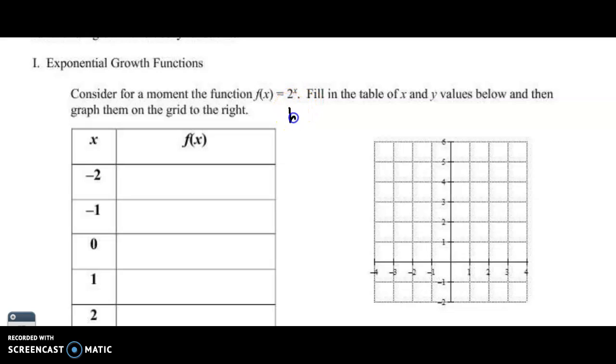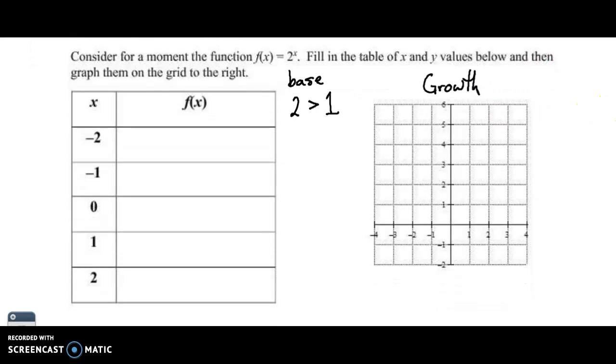Now if you notice, our base in this problem is 2. And so without doing anything, you should know that if a base is bigger than 1, which it is, then we have a growth function. So in case you have forgotten, which I don't think you would have, you can plug in these values for x, and 2 to the 0 power would be 1. So this graph is going through (0, 1).